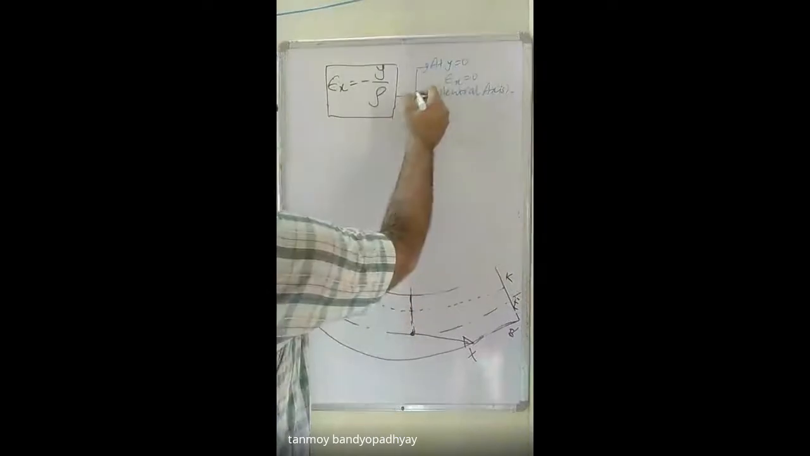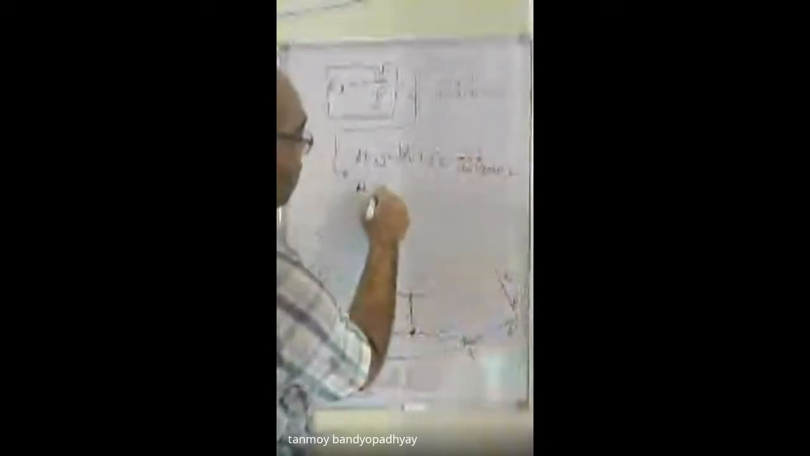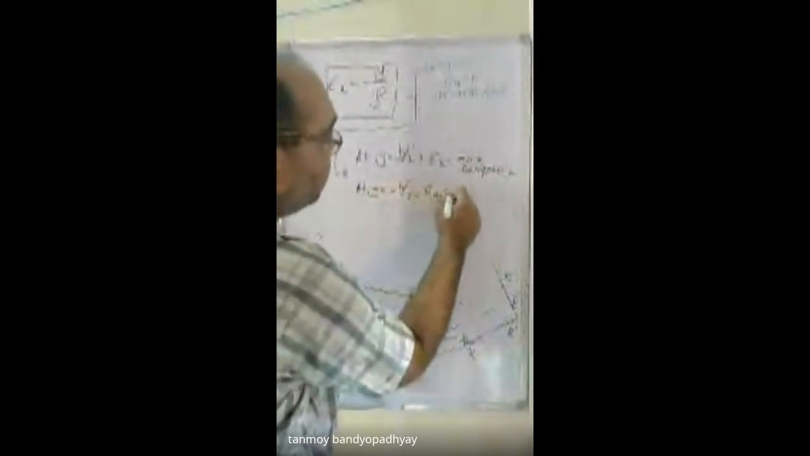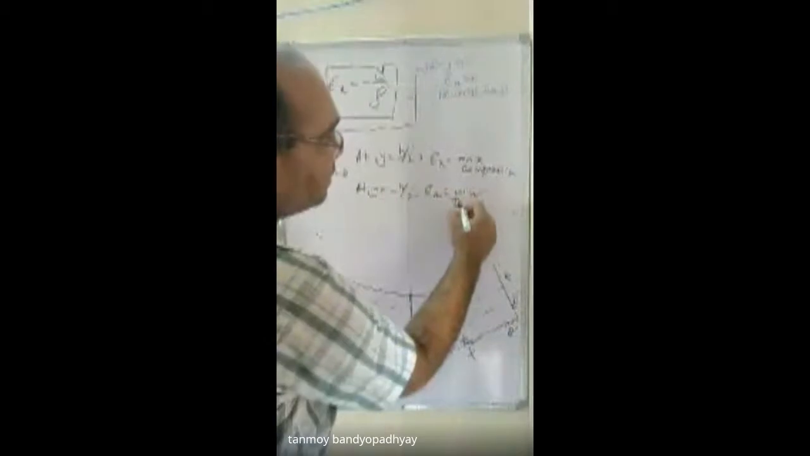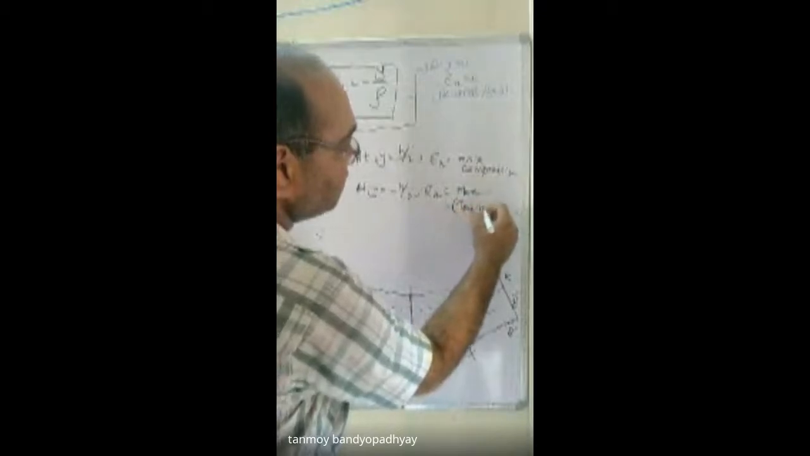The second one is at y equal to h by 2, the top layer, where you will have epsilon x at a maximum. So epsilon x is maximum compression because it is negative on the top side, and at y equal to minus h by 2, you will have epsilon x as maximum tension. Both are maximum, but one is tension and the other is compression. Take it? On the top side you have the maximum compression, on the bottom side the maximum tension, and on the neutral axis it is 0.